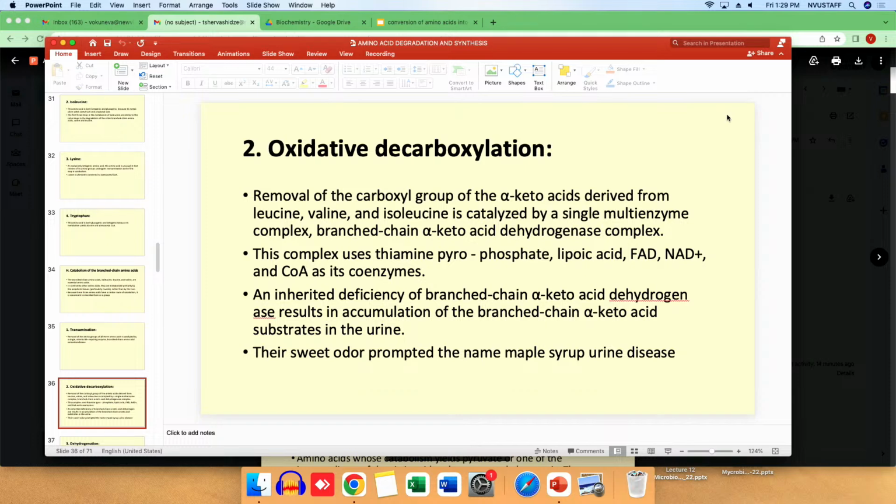What else is important here? What are the clues to understand this is the disorder before lab tests? It is that special odor of the urine, special smell. This smell again is derived from alpha keto acid.